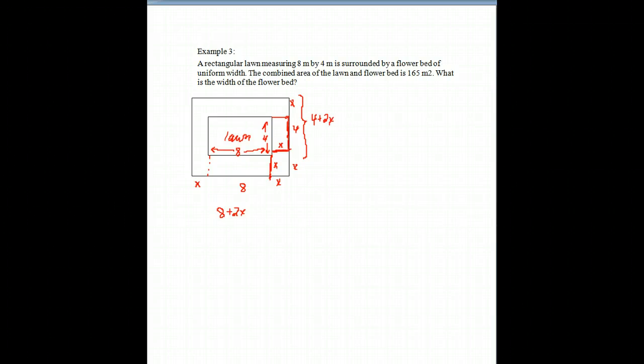So the combined area altogether, we're told, is 165 meters squared. So if we took the length and the width of our whole area, the length of the entire area is 8 plus 2x, so that will be our length. We multiply that by our width, 4 plus 2x, and we would have 165. Now this has to get multiplied out, and in the process we'll also bring the 165 over and bring it down to one quadratic equation.